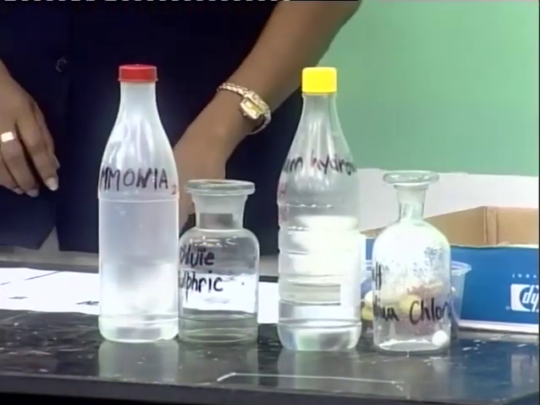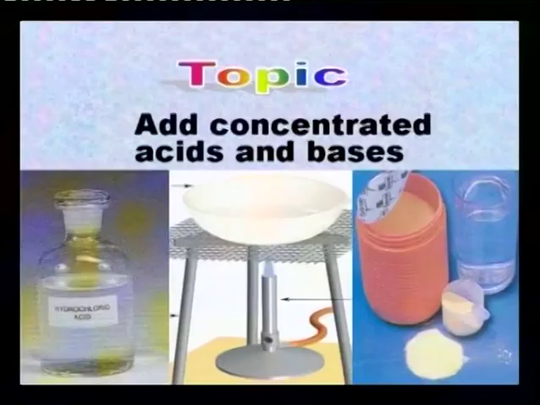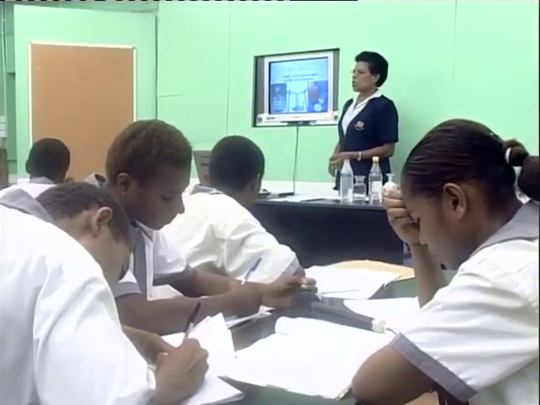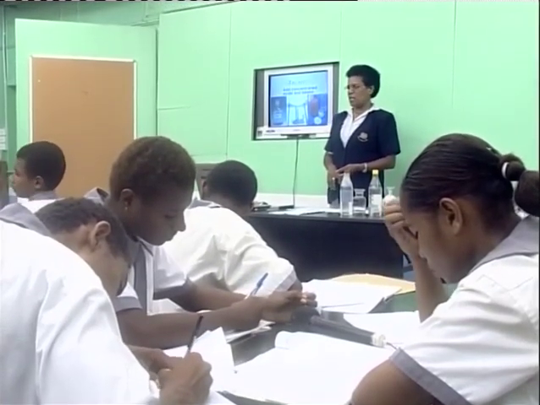Now, the topic for this lesson: add concentrated acids and bases. In the previous lesson, we looked at adding dilute acids and bases. Now, I'd like someone to tell me what you can about concentrated acids and bases. I've shown you samples of some of them which have been diluted for our use. Someone who can tell me what you think concentrated acids and bases are. Receiving students, please try as much as you can to give that answer to your teacher.